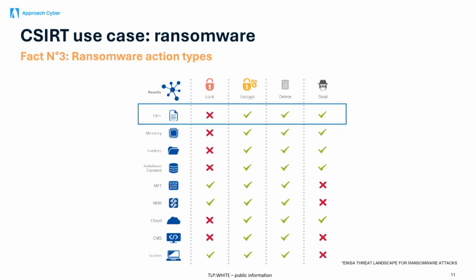In this case, we could rapidly see that the ransomware was attacking the file system. So it was not attacking the memory, the folders, or the master boot records, but it was really focusing on the files. And what it did is encrypt the files and steal the data, so the data leak. So from there on, there are immediate actions that we could take, like, for example, deploying an EDR, endpoint detection and response, on the file systems in order to contain the attack.